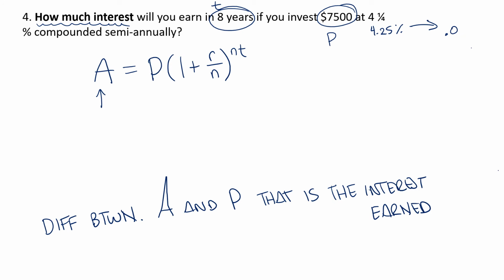Do not forget to make that a decimal. So it's 0.0425. That's my R. And then compounded semi-annually. Semi-annually is twice per year. So 2 is your N. So just go through, fill it all in.